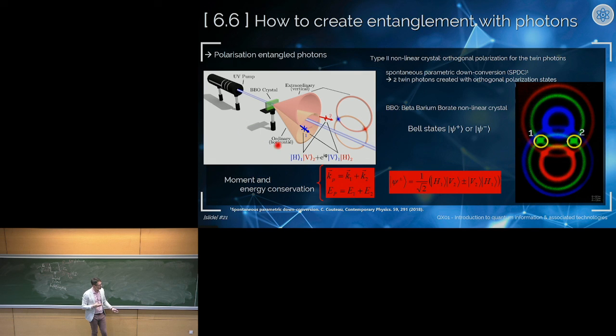And so what you end up with is a kind of state like this, where you have H1, V2 for photon 1, photon 2, plus some phase V1, H2. And that is precisely the definition of an entangled state where H and V can be 0 or 1. So you have here 0, 1 plus exponential i phi 1, 0. Okay? So this is how you can create an entangled state with photons.